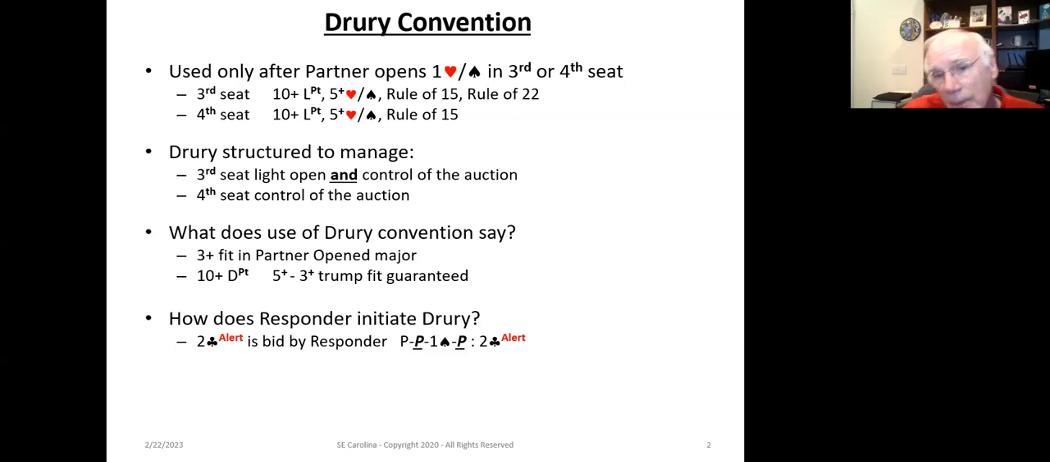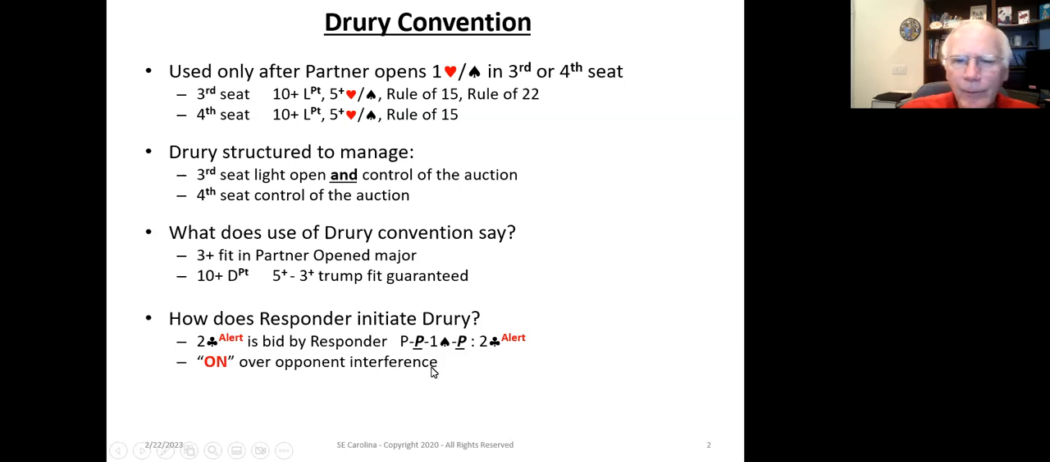So just an example here, we've got pass, pass, one spade by your partner in third seat, and the fourth seat passes. And now, actually, there should be another pass in there. Okay, it should be a pass, and that two clubs would be the initiation of Drury. So I'll fix that and then upload the edited lesson handout up into the cloud.